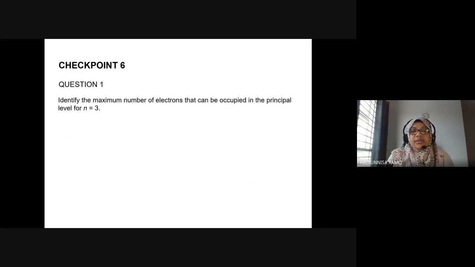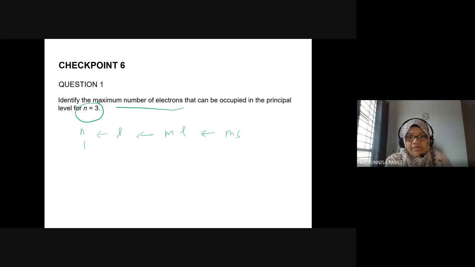Okay. Chapter 6. Identify the maximum number of electron that can be occupied in the principal level for N equals to 3. Maximum number of electron ada berapa? Yang boleh masuk untuk N equals to 3. We know that in one orbital, maximum boleh masuk 2. But now we have N equals to 3. So maksudnya you kena patah balik N daripada MS, patah balik jadi ML, patah balik jadi L, patah balik jadi N. Sebab dia bagi N equals to 3. Maximum kat sini boleh masuk 2. How many electrons?